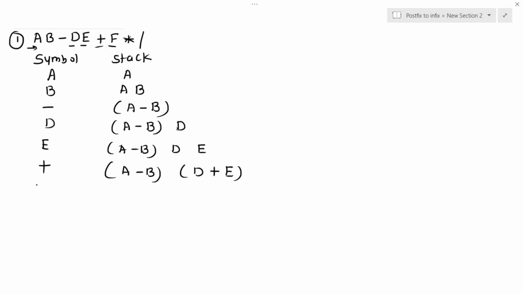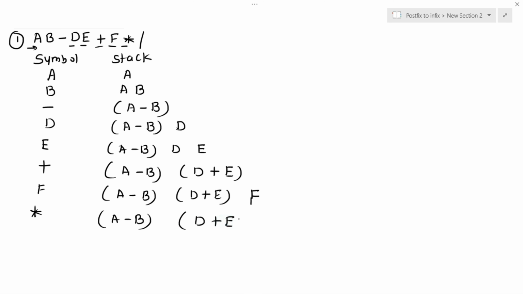The next symbol is F. F is an operand, so we get a third operand. The first one is A minus B, the second one is D plus E, and the third operand is F. Okay, now we have multiplication. Our first operand stays as it is, A minus B. Then the topmost operand is F and then we have D plus E. So solving the above, D plus E multiplication F. Keep it in brackets. Okay.